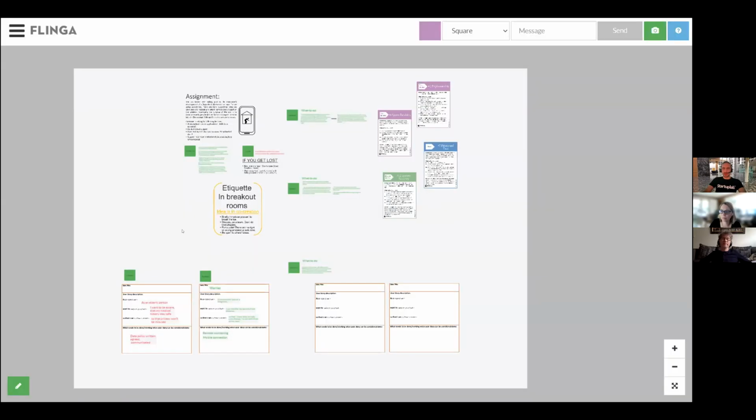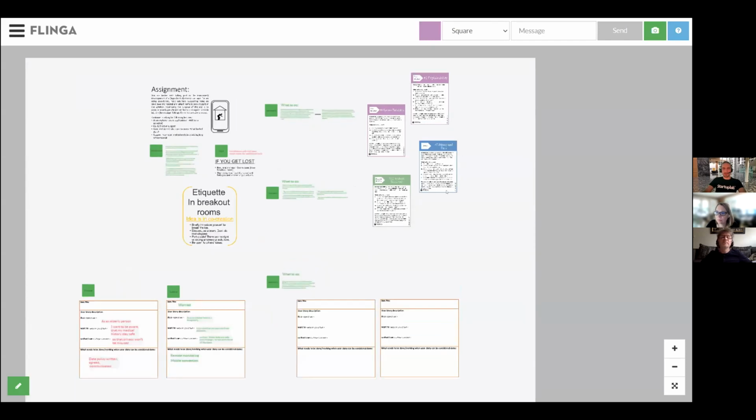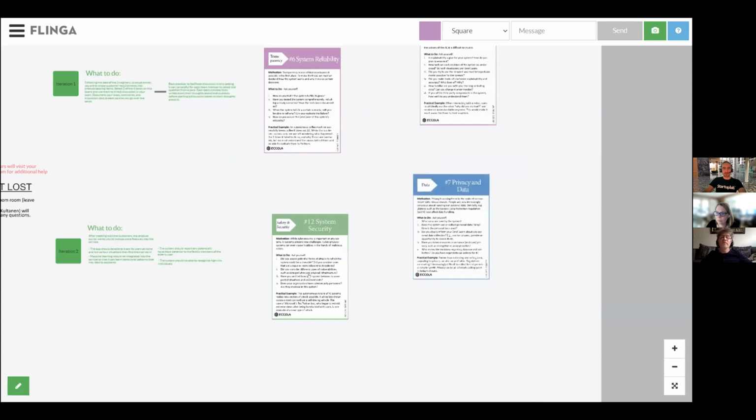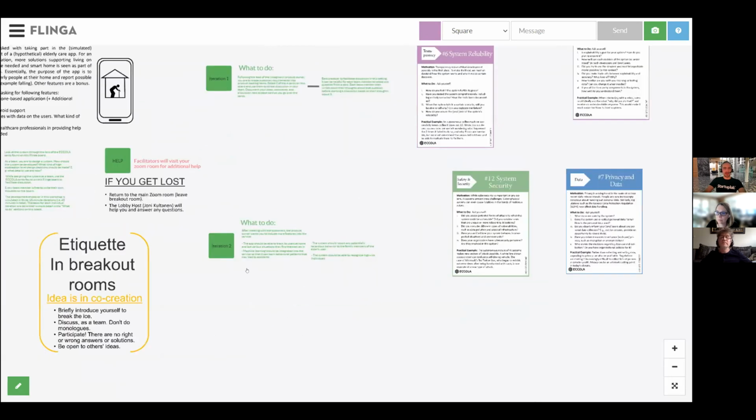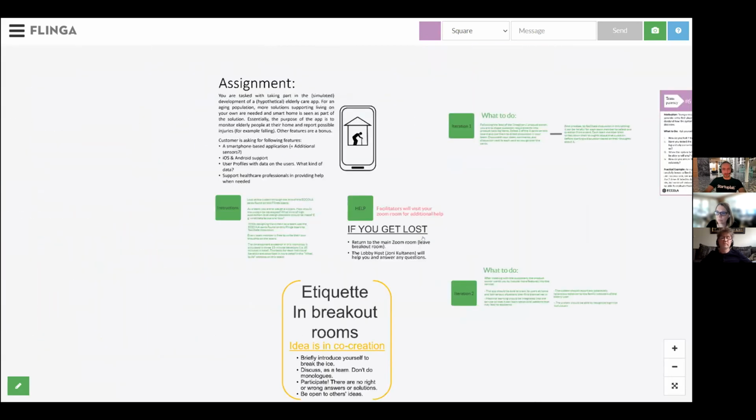I will be showing an example here, and then we will be going back to rooms to discuss. Okay, so I have created this Flinga board for us. Now we have the 4 top cards selected here. You can move them around. And then we have the etiquette reminder here. And of course, a reminder for Joni: if you get lost, Joni will save you. And then I have the assignment here as a reminder also.